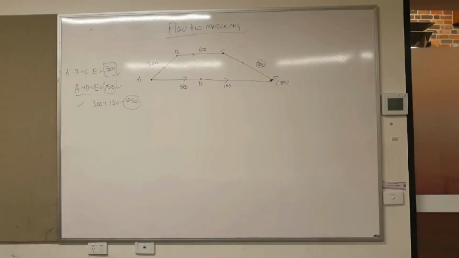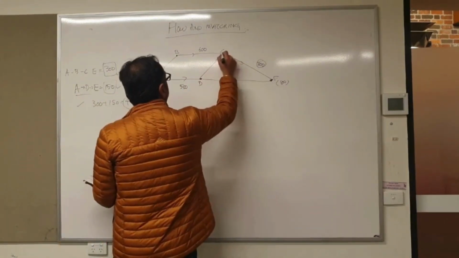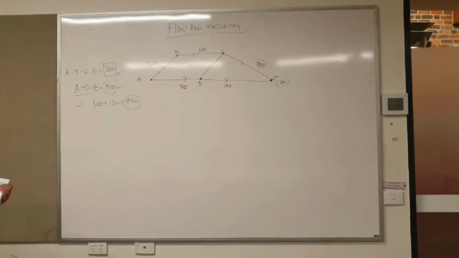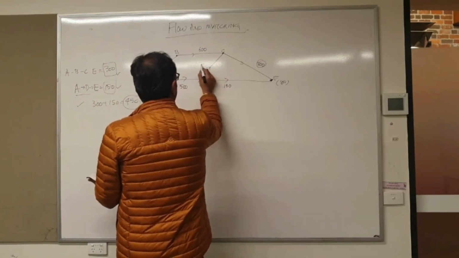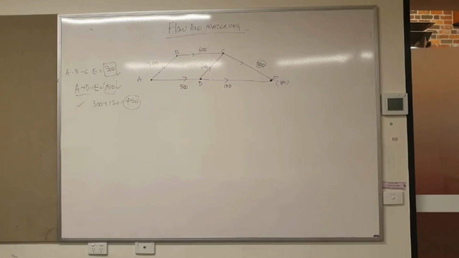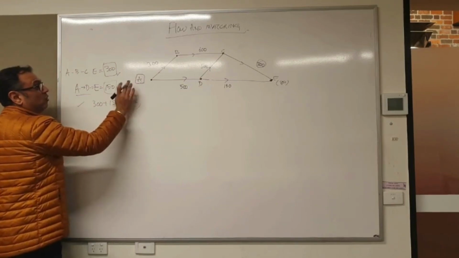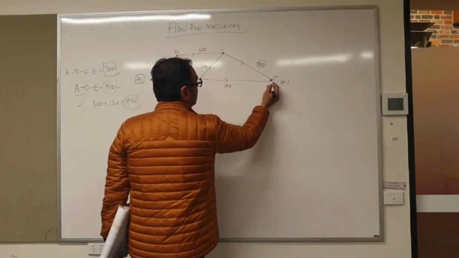Let's make this problem a bit more complicated. Let's say there's a new road that has been constructed from C to D, and this road allows you another 500 in this direction. Now, can you tell me what would be the combined capacity of flow from A to E? What's the overall max that can come out of here?